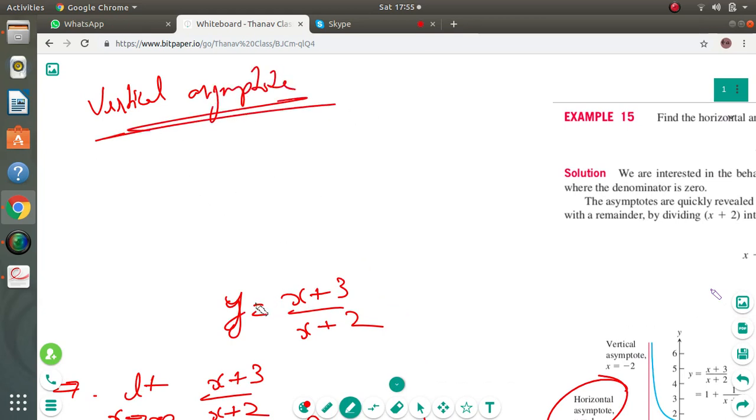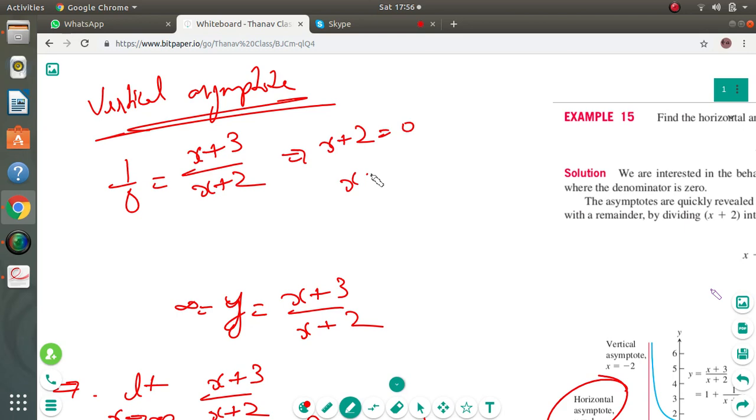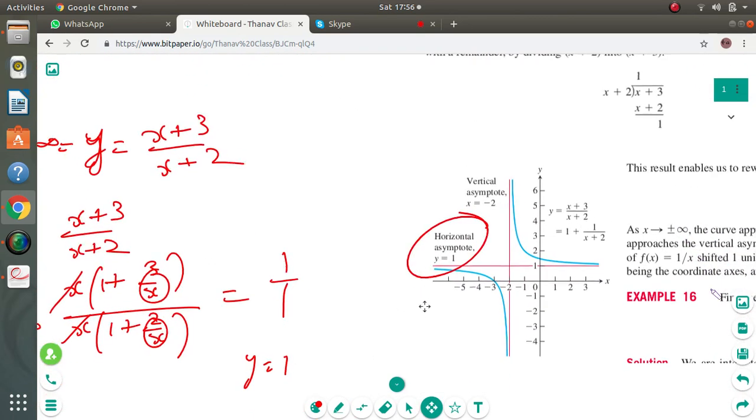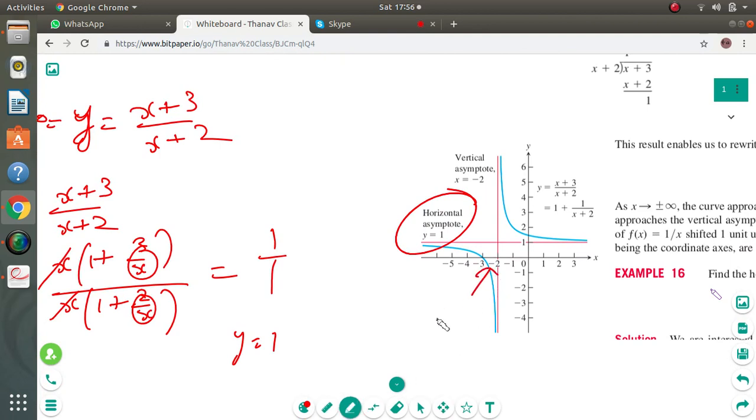So now y will be at the vertical asymptote, you have y is infinity. So we can put y as infinity, right? That is 1 by 0 is equal to x plus 3 by x plus 2. From here we get x plus 2 is equal to 0, cross multiplication, or x is equal to minus 2. That is how you get the vertical asymptote. Yes, here we have x equal to minus 2.